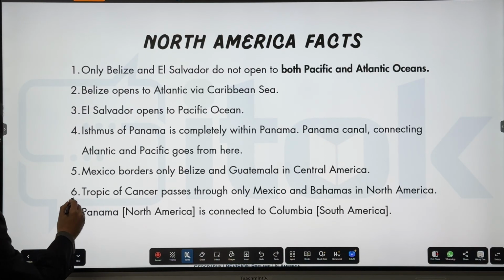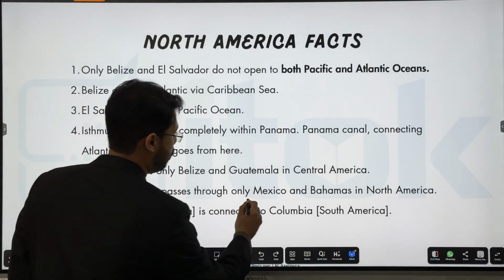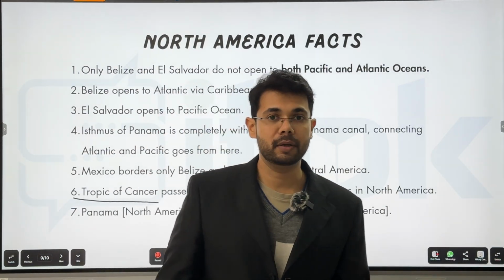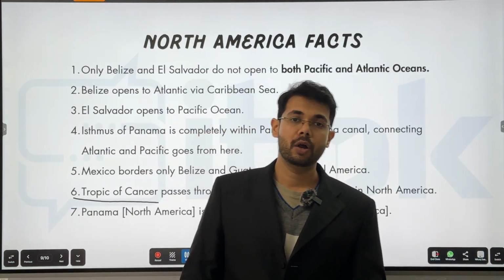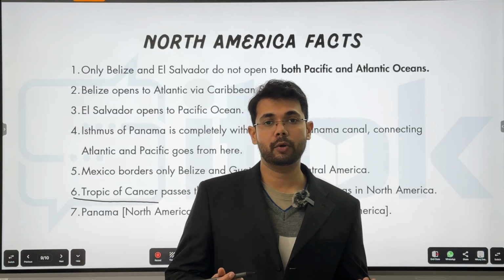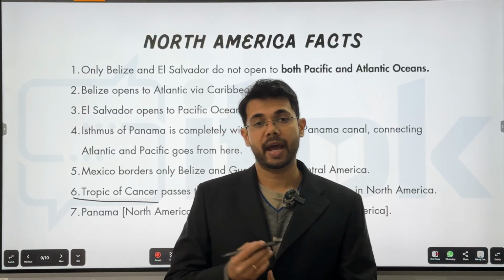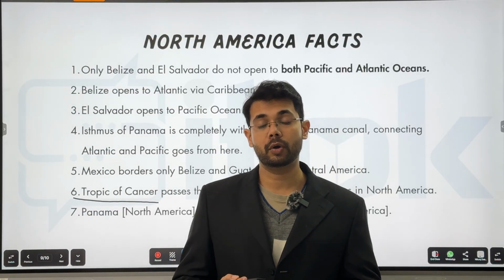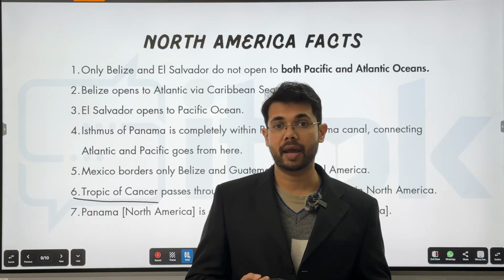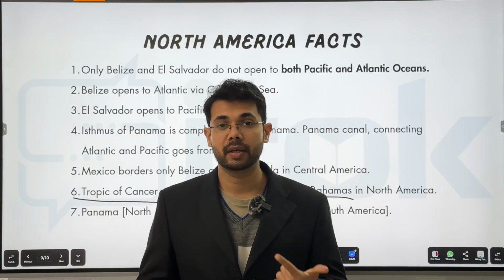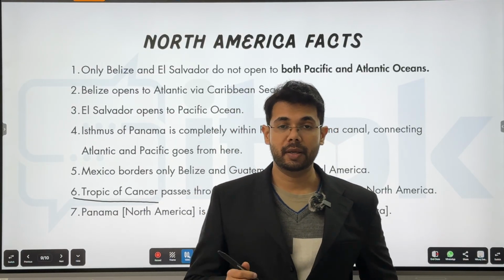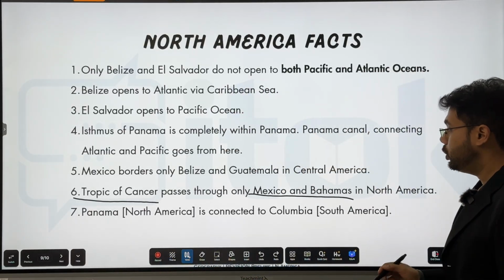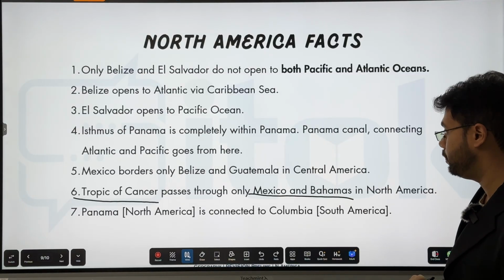Tropic of Cancer passes only through Mexico and the Bahamas. So this is a very rare combination which we will be coming across. You see, we had seen Australia. Only Tropic of Capricorn was passing through Australia. Africa, all four main important lines were passing through: Equator, Tropic of Cancer, Tropic of Capricorn, and the Prime Meridian. South America had the Equator and the Tropic of Capricorn. And North America has only the Tropic of Cancer passing through it. So only through Mexico and the Bahamas in North America.